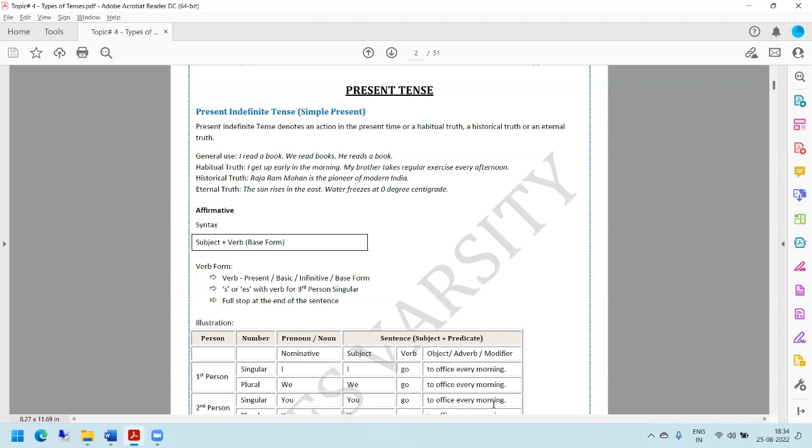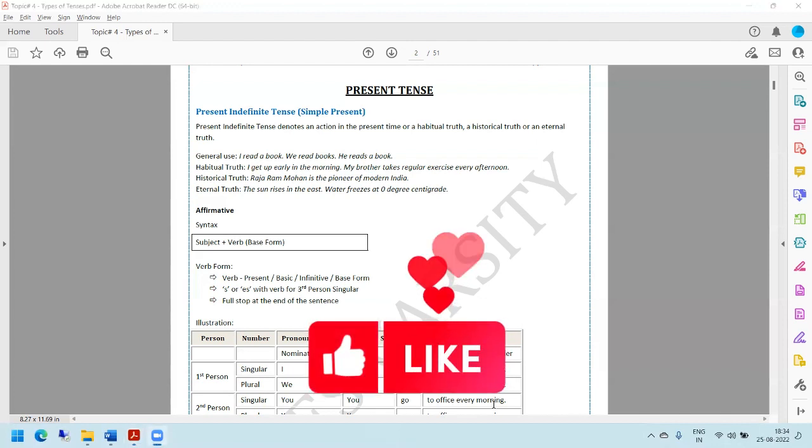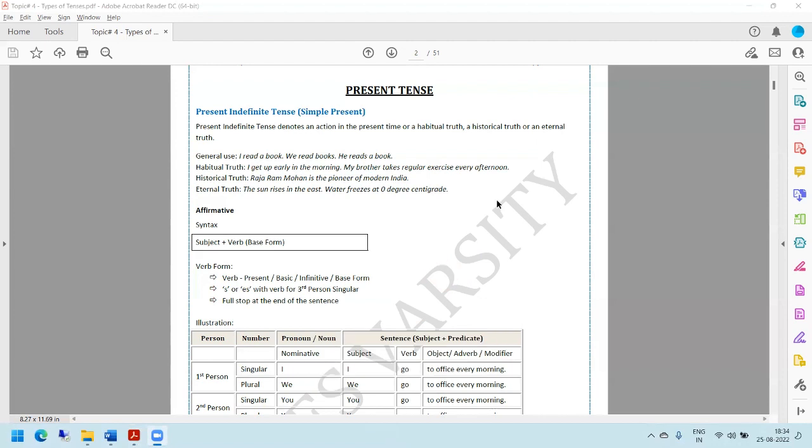It is not like we use whatever we wish. No, we have to make sure that what we are actually trying to express is expressed in the present indefinite or present continuous or any other tense. That we need to check. Okay, this is one thing.